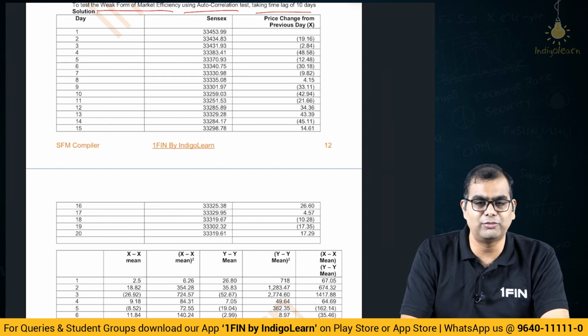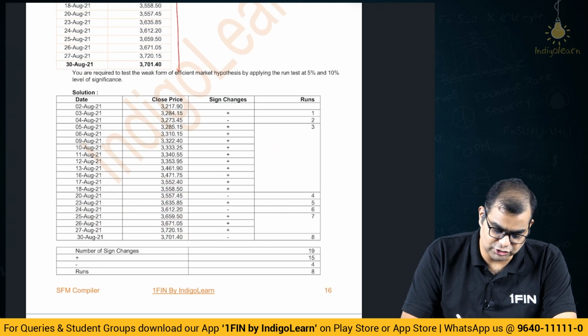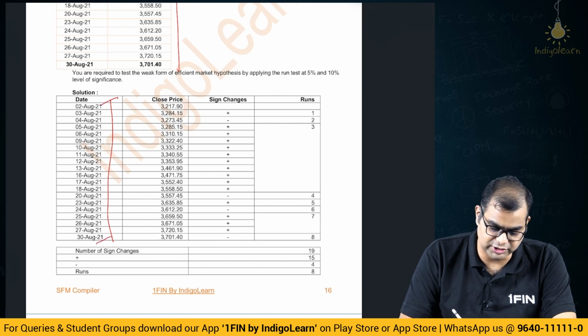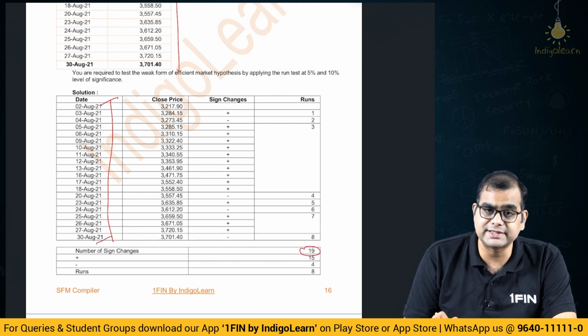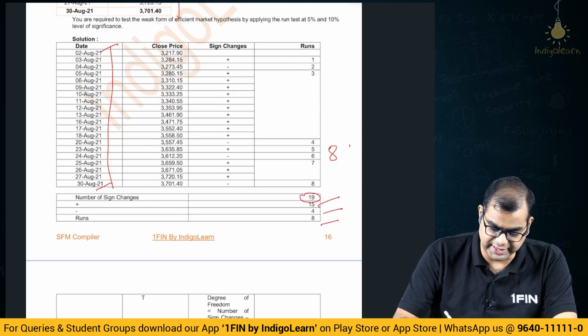Okay, let us look at one more problem on this. The closing value of TCS stock for a month is given below. For the month of August, you have been given a bunch of prices. Those prices you again plot in order from 2nd August to 30th August. You have a total of 20 data points, 19 sign changes, and again 8 runs. You have 15 positive, 4 negative, total runs is 8.